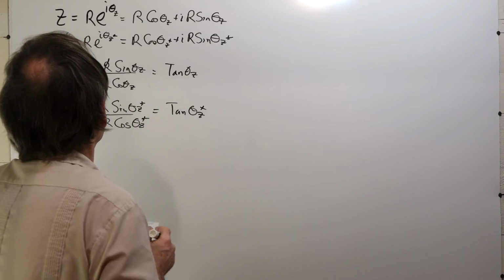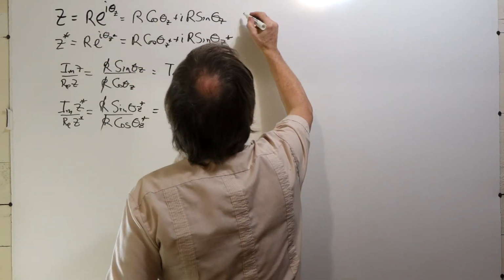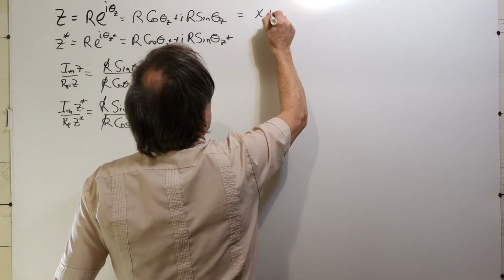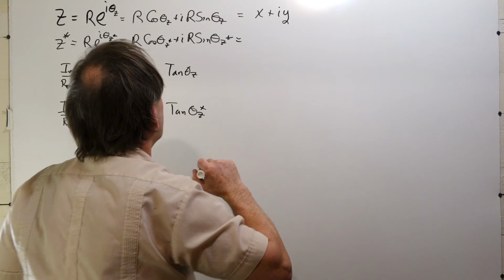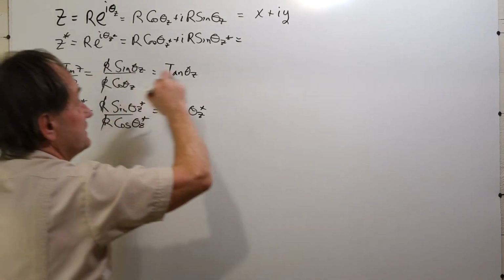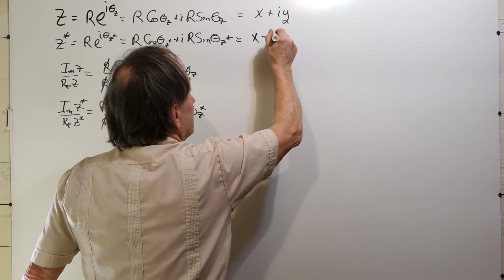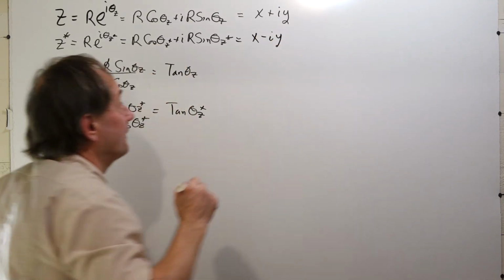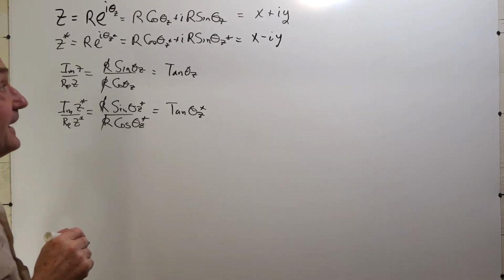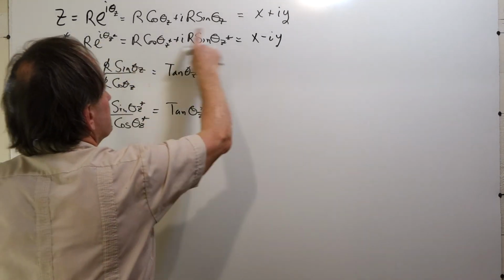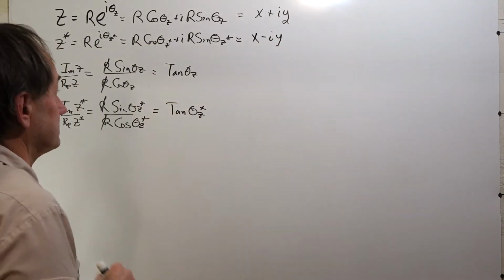Now, z, remember, is x plus iy, written in rectangular form. And the conjugate is defined as the opposite of the imaginary portion. That is, we negate the imaginary portion. If z is x plus iy, its conjugate is x minus iy.